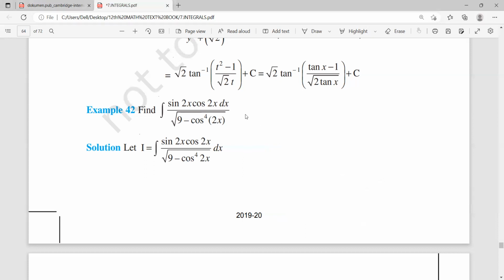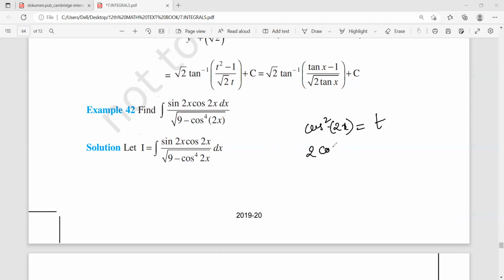If they ask you to show, that's the thing. Otherwise, you can put any answer. Here, sin 2x cos 2x dx by 9 minus cos to the power 4 2x. Okay, this is also important. If you see this, you will understand: 3 square minus cos square 2x whole square. cos square 2x is t.